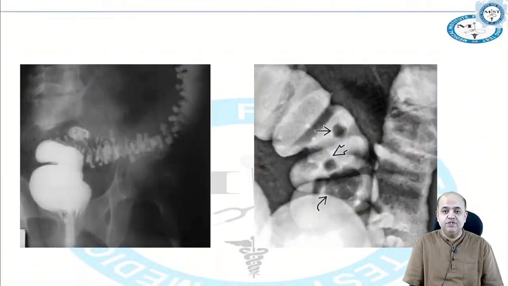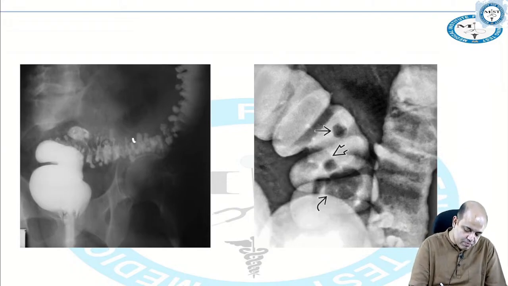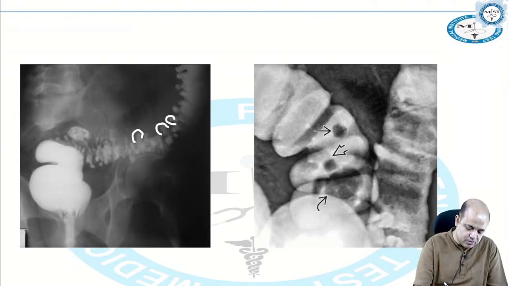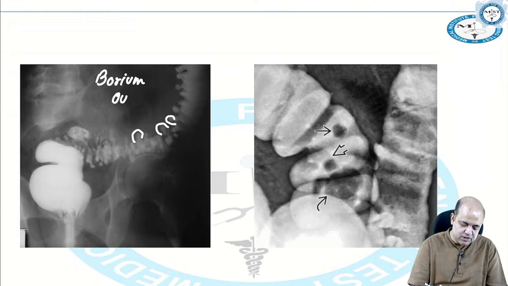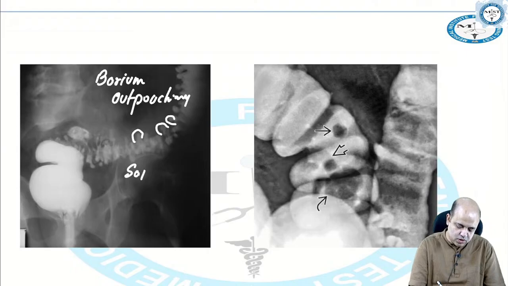These are the images of the barium enema, and what do we see? We see there are outpouchings of the barium. Barium outpouching. This is colonic diverticulosis. This is sawtooth appearance.